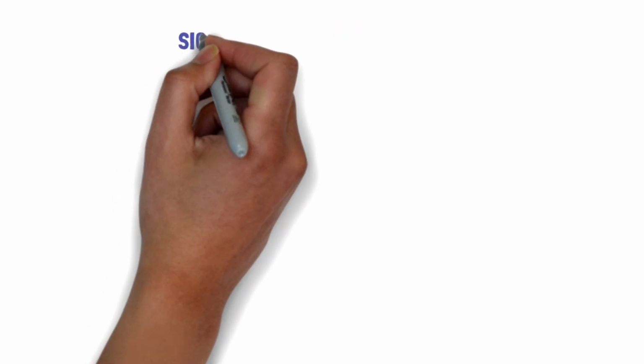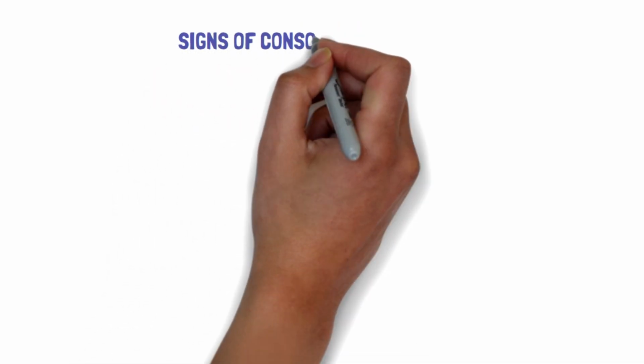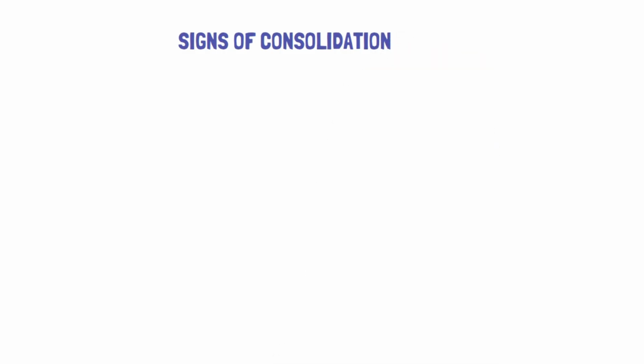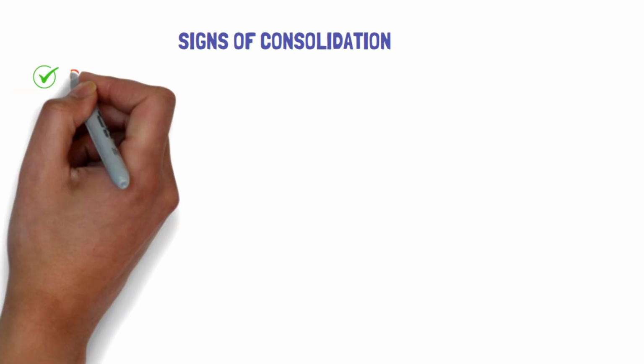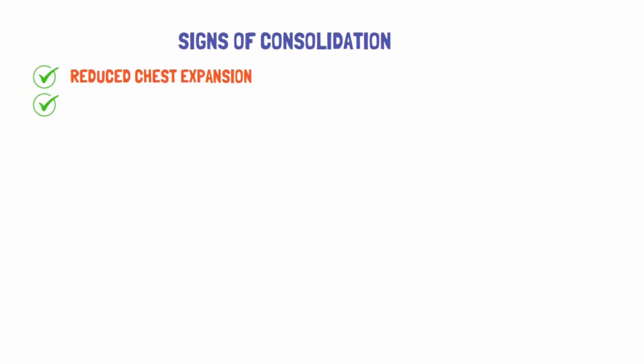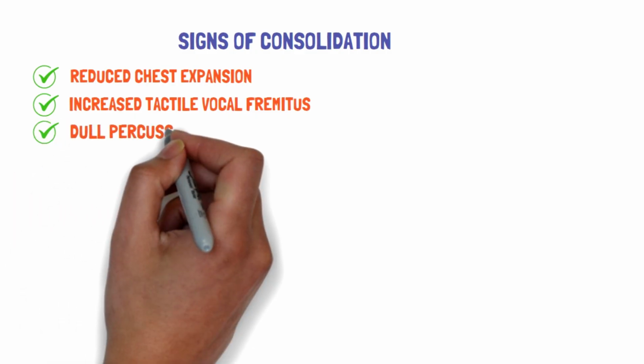Now, you have to know that pneumonia is a state of consolidation. So let's talk about signs of consolidation. That's a state of the lung with alveoli filled with fluid. So there is reduced chest expansion. There will be increased tactile vocal fremitus. This is when you feel more vibrations in your palm from a person's chest when you ask them to repeat certain phrases after you. Then you may have dull percussion notes.